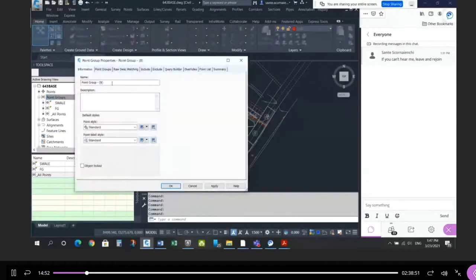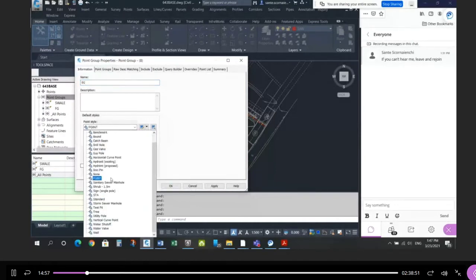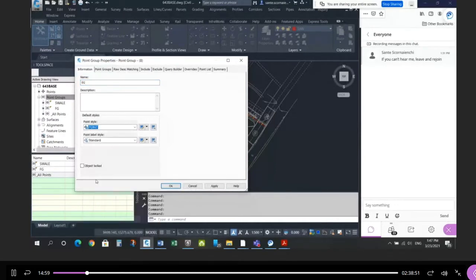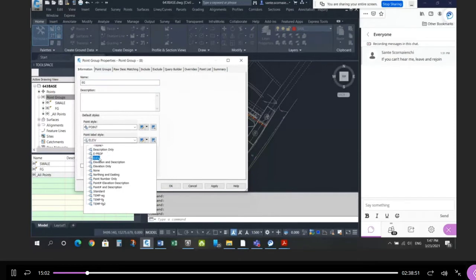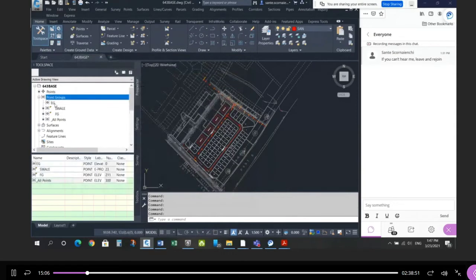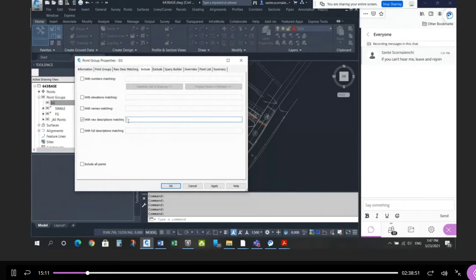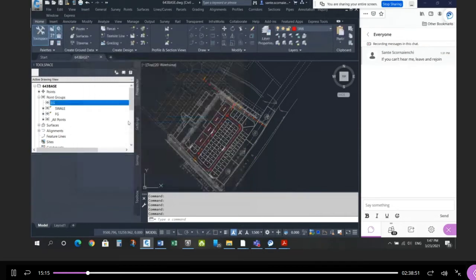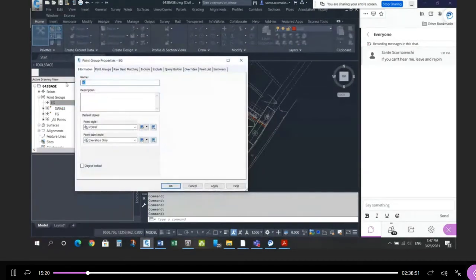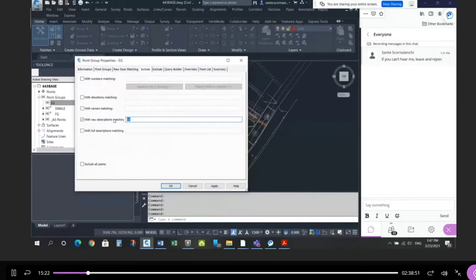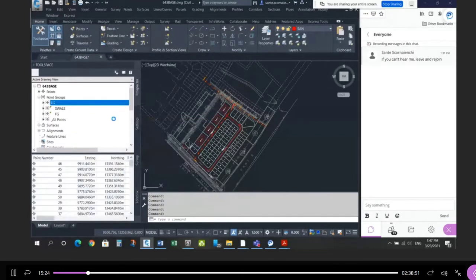So I'm going to create a new one, I'm going to call it existing, EG. I'm going to make it look like a point, and I'm going to call it elevation only, whatever the case might be. And everything that goes in there is called existing. I can't remember if it's EX or EG. I think it's EX. Oops. No, it's probably EG. Include EG. There we go.